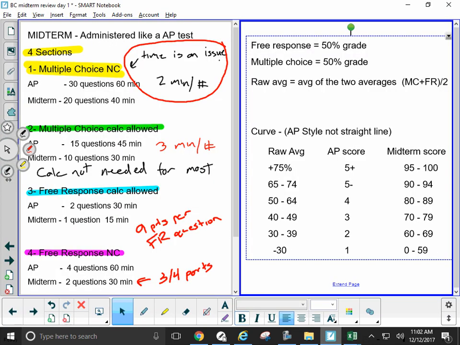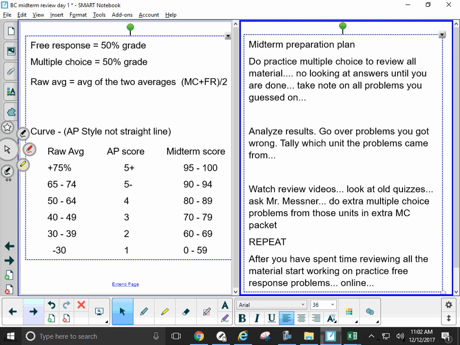How are you going to prepare? This is my suggested preparation plan, and I will provide the remainder of this class period and next class period to do this, okay? But we're not going to be quizzed. I'm not going to lecture you. I have review videos for you to watch, but this is my advice. We're going to start, and you're going to review all of the material.